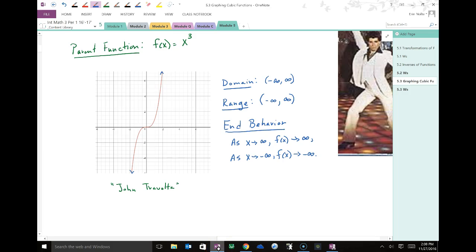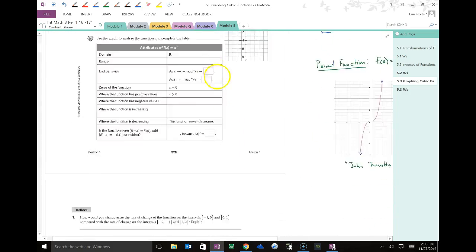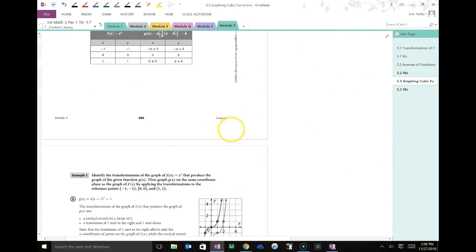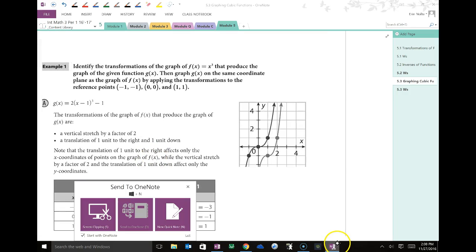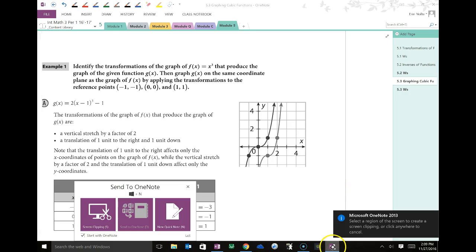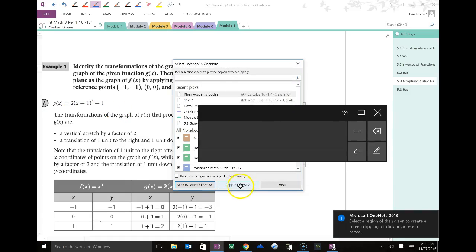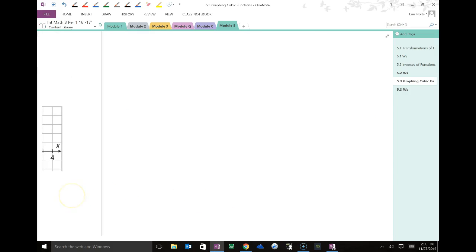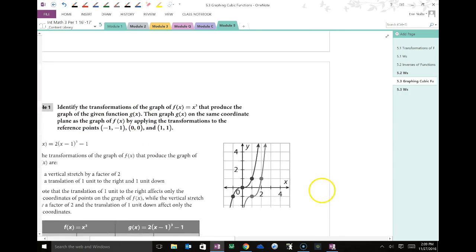All right, so now that we know what we're working with, let's go ahead and do an example of graphing. Okay, so here's an example for graphing. We'll just pull this right here. And all you're going to be asked to do is to just graph this.